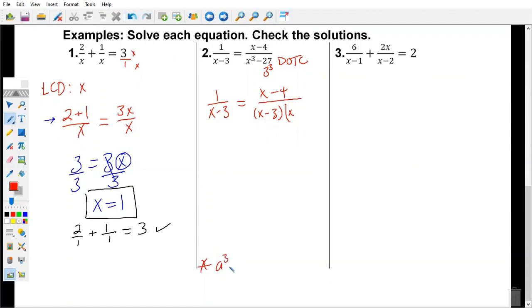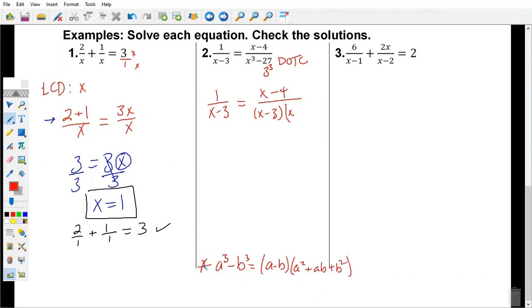a cubed minus b cubed equals the binomial a minus b, which is just the cube root of your a term and the cube root of your b term, times a squared. It's going to always be the opposite. So if it's minus here, then it's going to be plus here, plus a times b, and it's always positive at the end, b squared.